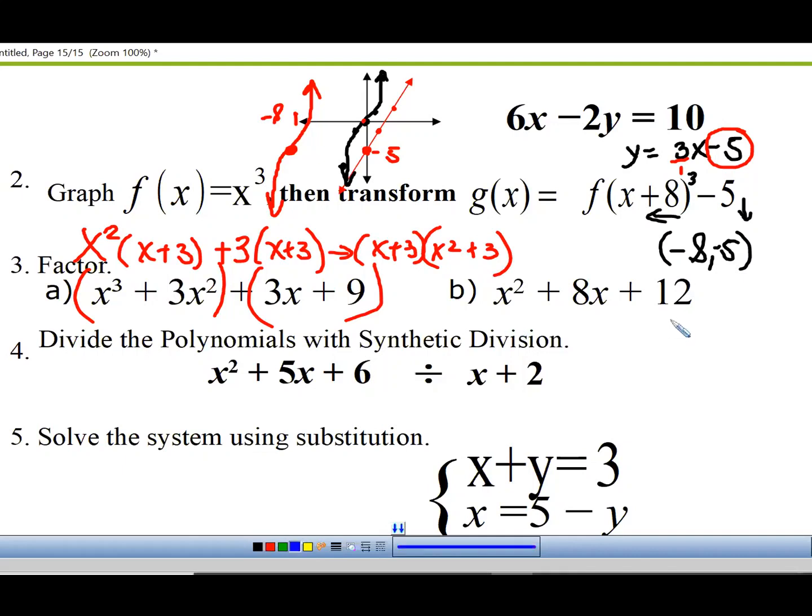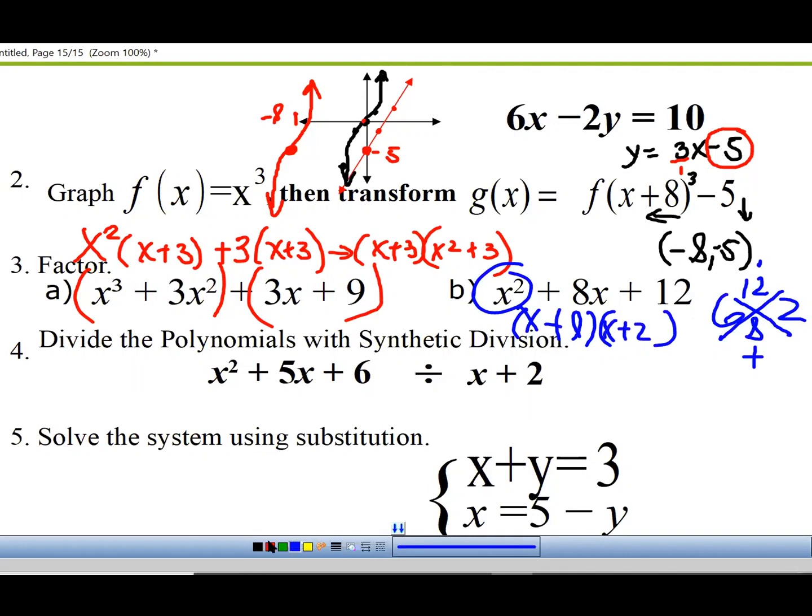Part B, factor. Is it in standard form? Yes. GCF? No. Factors of 12 that add up to 8: 6 and 2. Since this one does not have a leading coefficient, then we can just write x plus 6, x plus 2.